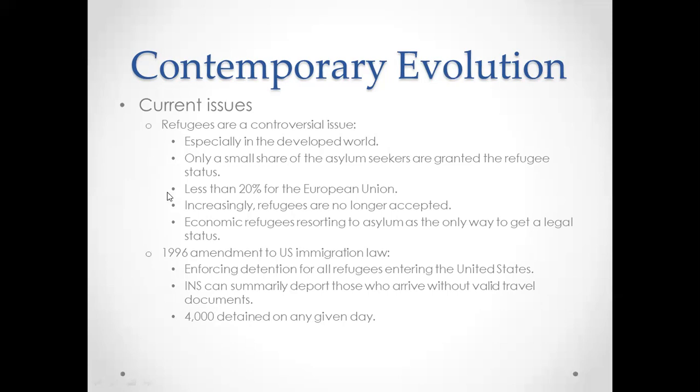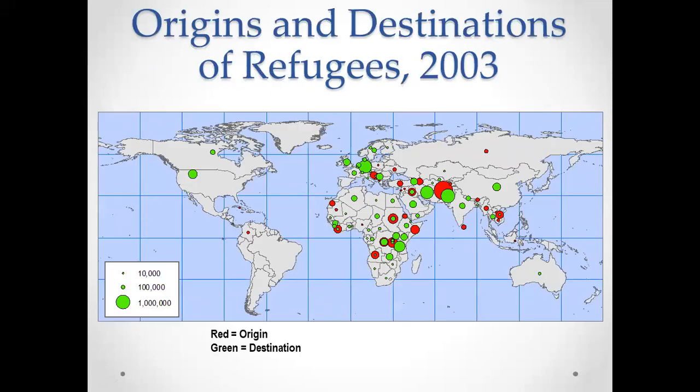So, there is this 1996 amendment to the US immigration law. Ito yung nakasaad doon: enforcing detention for all refugees entering the US. Madidetain ka. Tingnan nyo naman, 4,000 detained on any given day, lalo na yung galing sa Mexico, dahil sa hirap ng buhay.